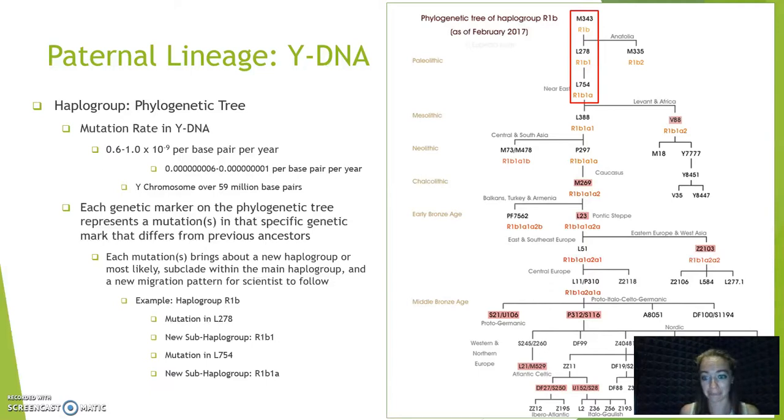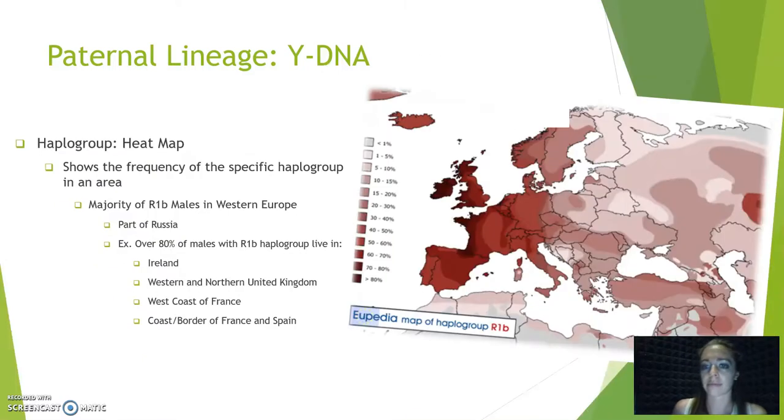The Y chromosome has 59 million base pairs. So again, mutations occurring, there's over 59 million. There's a lot going on. There's a lot we can see with this. So again, each genetic marker on the phylogenetic tree represents a mutation or mutations in that specific marker that's differed throughout time, and each mutation brings a new haplogroup, as I discussed at the beginning of the slide.